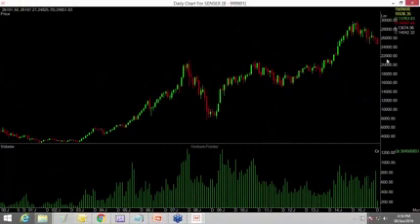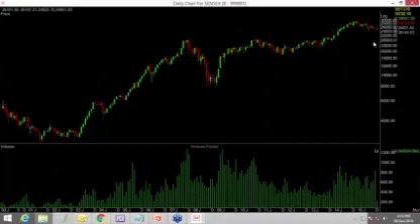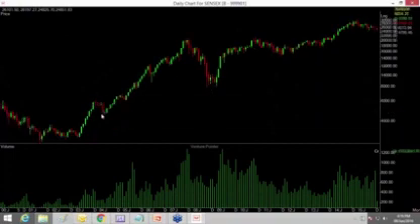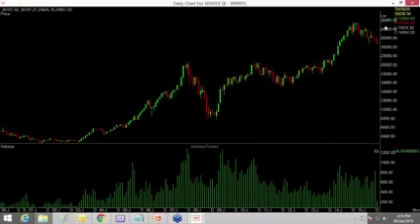This is the semi-log scale, and if we click here, it will change. Sorry, this is the arithmetic scale, and this is the log scale. If you see here, you can see the price chart widening, and in arithmetic scale, it compresses. So this is the difference.